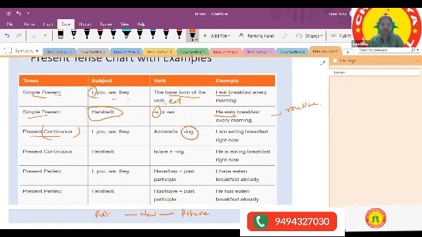So this is the present. It is the action in the present. That is now. So I am eating breakfast. So you have an ing here whenever we have a continuous sentence.